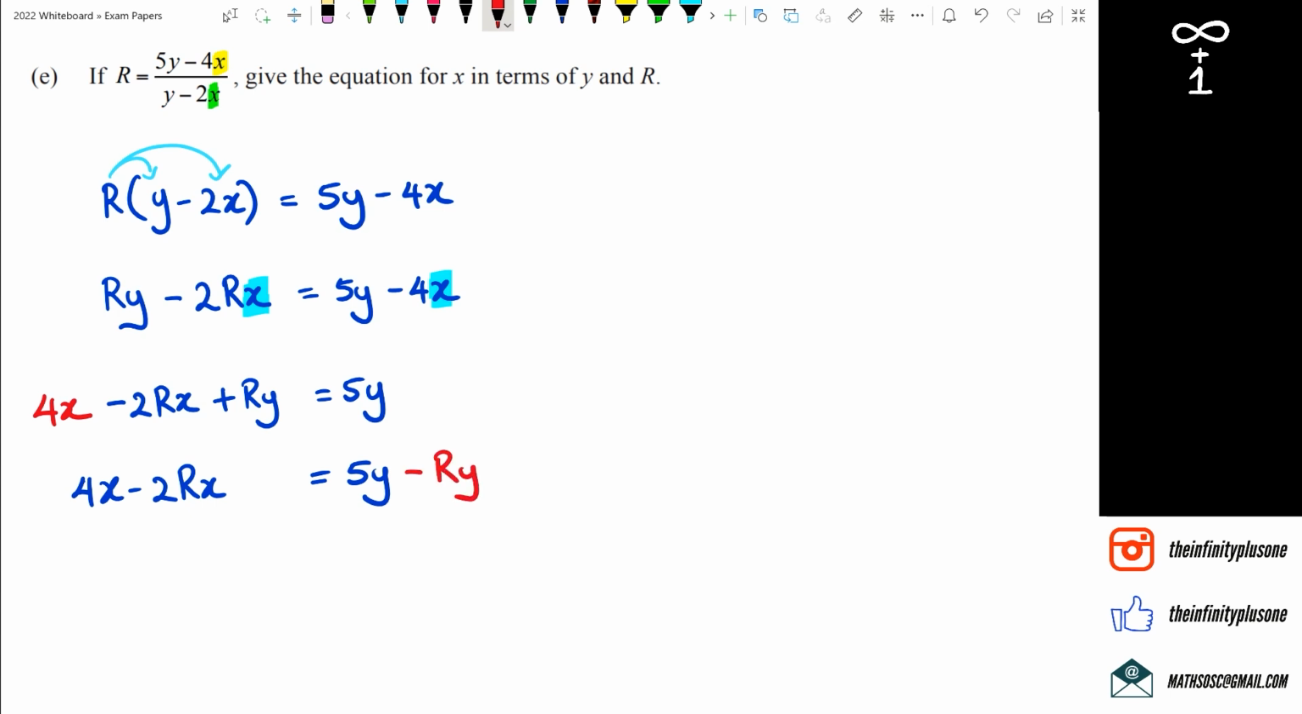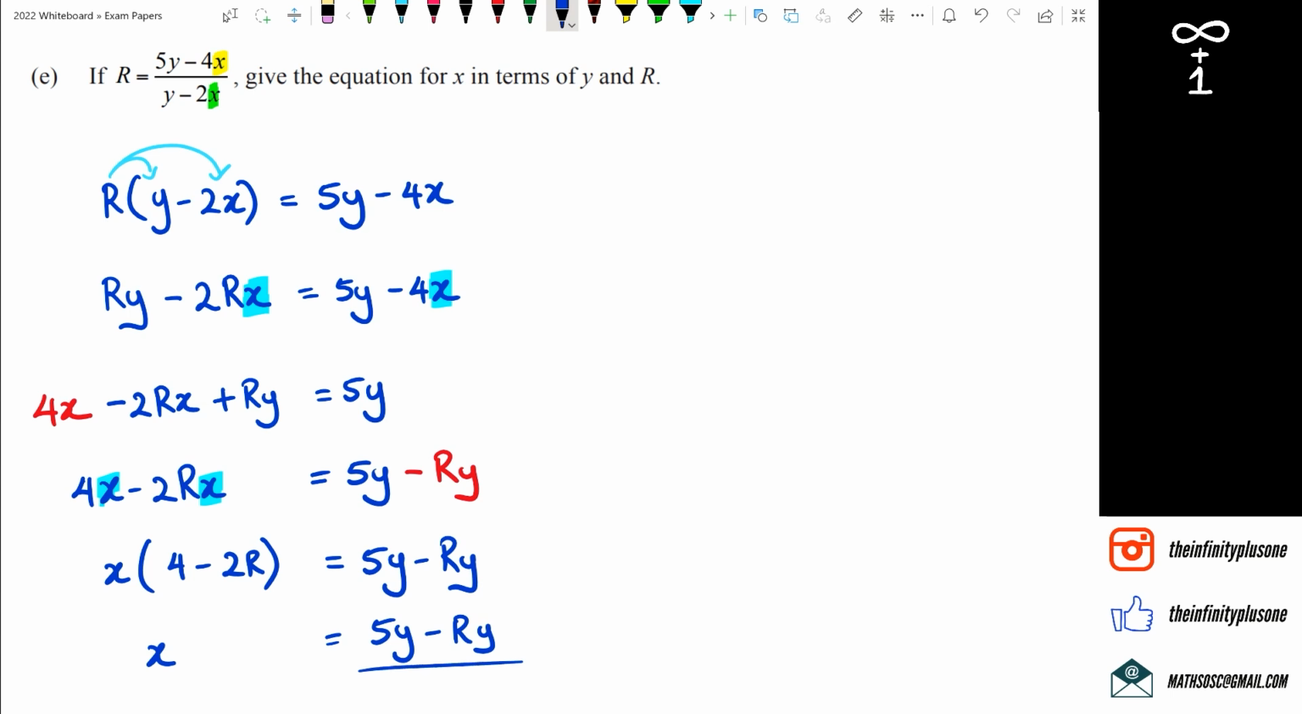So far, so good. Next, we want x by itself, and because we want x by itself, we can take it out as a common factor. So x is a common factor, which means I'm going to get x times (4 minus 2r) equals 5y minus ry. And of course, now if I want to have x by itself, I need to get rid of the 4 minus 2r, which will go in the denominator of the whole thing. And guess what, ladies and gentlemen? We've just proven x in terms of y and r.